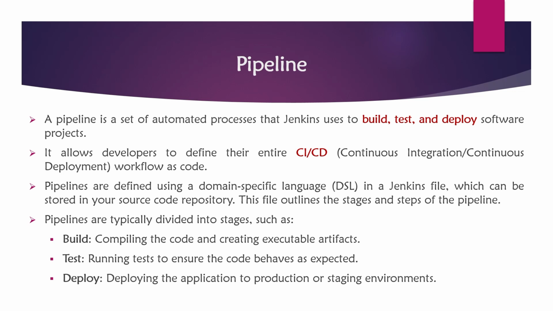In pipelines, we have three stages: build, test, and deploy. Coming to build, it compiles the code and creates executable artifacts. Test means running tests to ensure the code behaves as expected. Deploy means deploying the applications to production or staging environment.